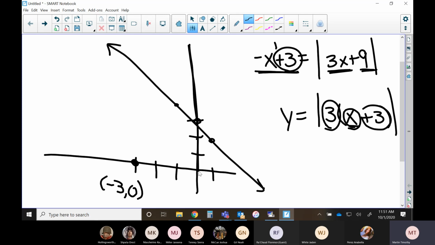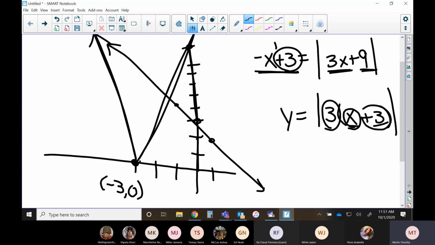So if I plug 0 in, 0 plus 3 is 3. 3 times 3 is 9. Absolute value is 9. So 1, 2, 3, 4, 5, 6, 7, 8, 9. This is what this V is going to look like. Correct? And if it does that, it's going to look like this on the other side. Do you follow me? Okay.